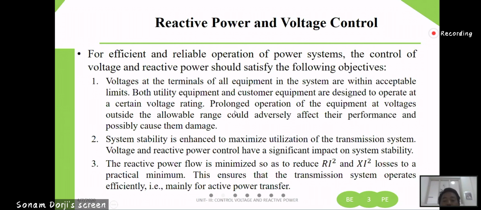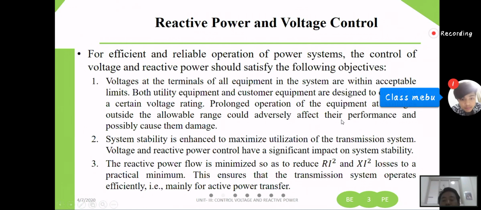Now, what will happen if you operate outside the acceptable limit? It says if you continue working this equipment on voltages outside the allowable range, it will adversely affect their performance. It will not give 100% performance, and moreover it will cause damage to the equipment. Possibly there will be damage, but even if it is not causing any damage, you will not get full efficiency or full output. It will not perform at the full output. So this is the first objective.